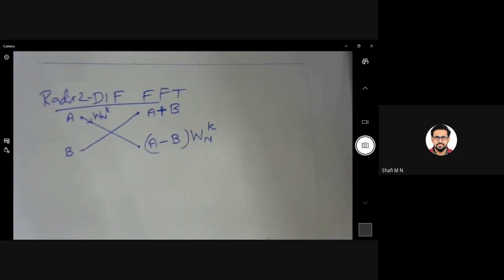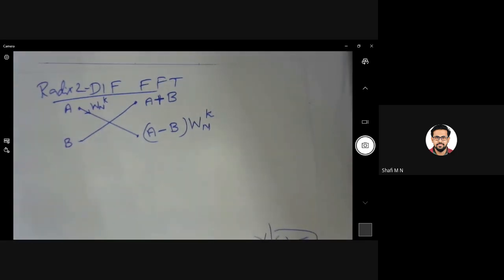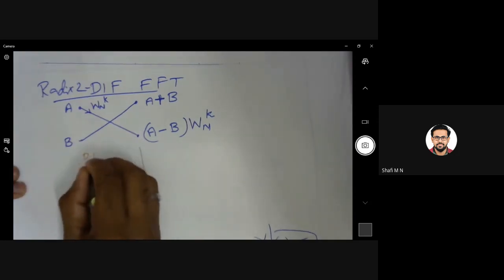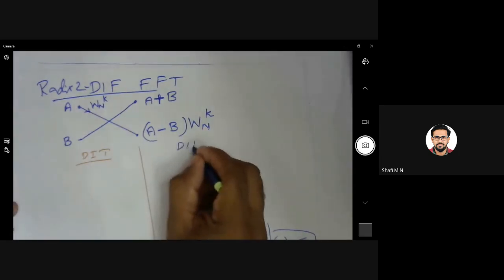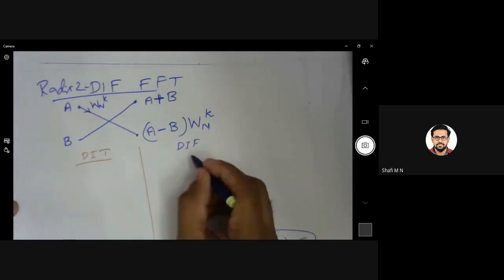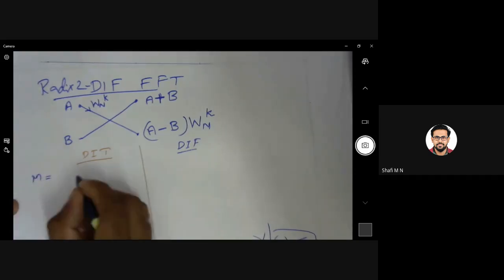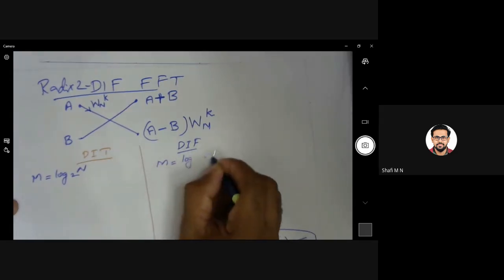Hope it's clear. Now I would like to make a comparison with DIT. I think you are comfortable with DIT, decimation in time. Now let's see what happens with DIF. What is the difference in the equations? The total number of stages, capital M, has no difference. That was log N to the base 2. Here also it will be log N to the base 2.